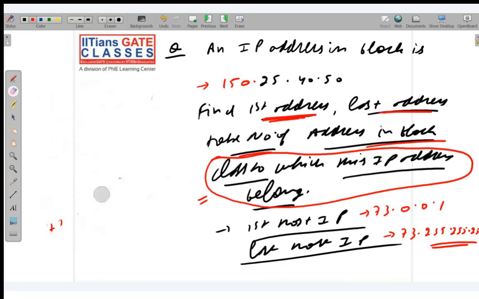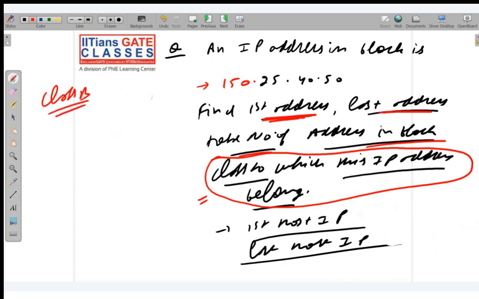Now please let me know. First of all, class B, sir. Class B. Very easy. So this is class B. Now first address. Last two octets will be moved, no? First two are for net ID, last two are for host ID. You do not need to touch this first net ID part. You just change them to zeros. First address. Last address.